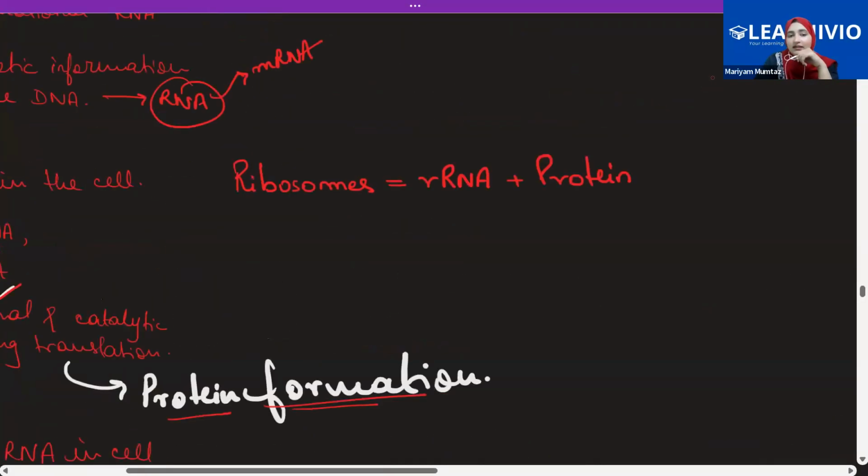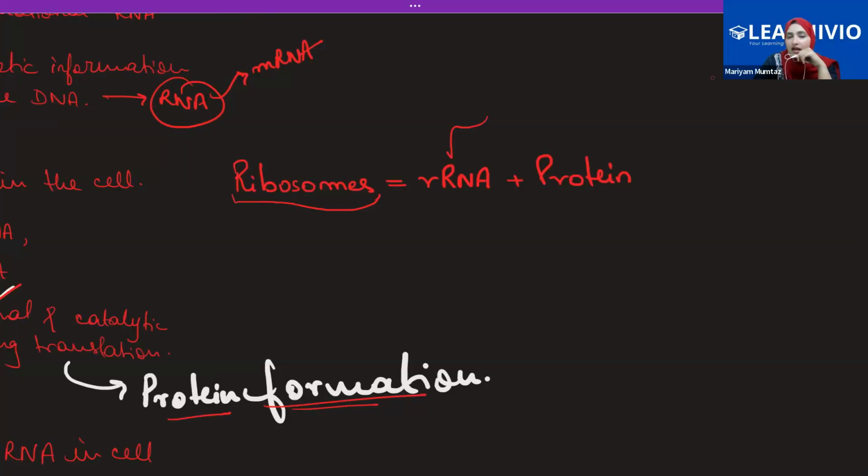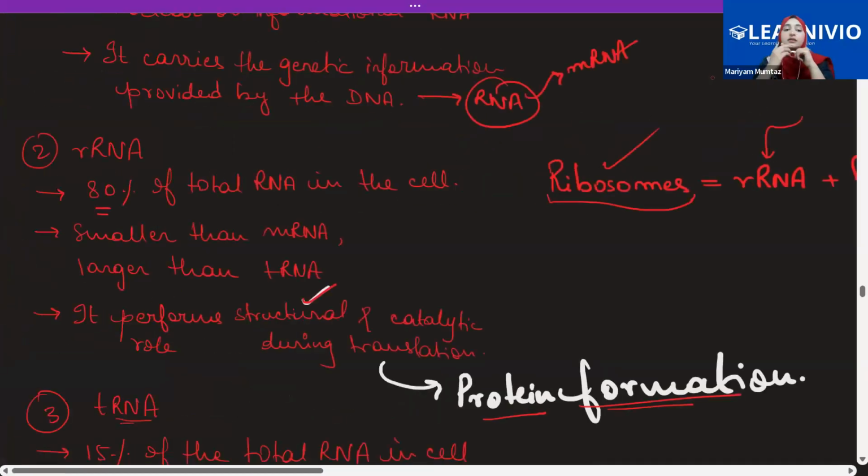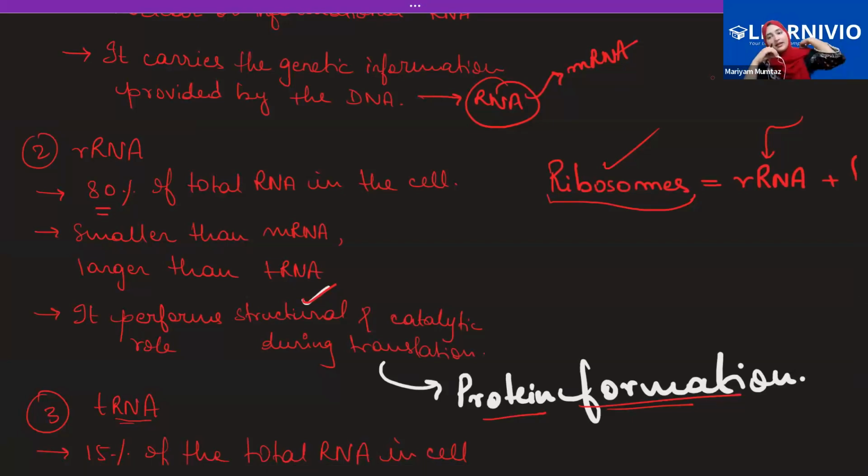And you know that the ribosomes, the protein factories of a cell, are made of two things, rRNA and protein. When they combine together, we get the ribosome. So that is why it is 80% in the cell, the majority, because it has to make ribosomes also.